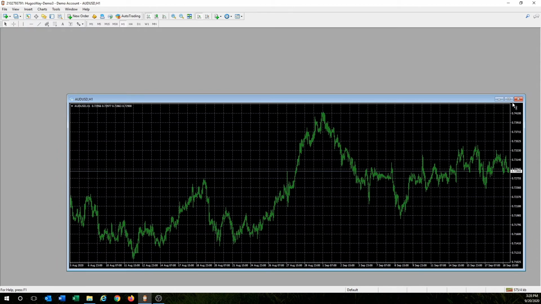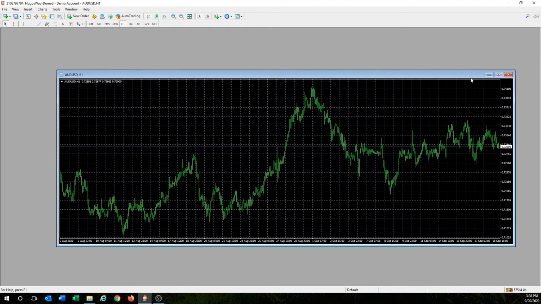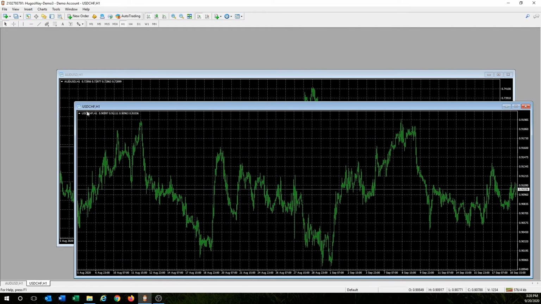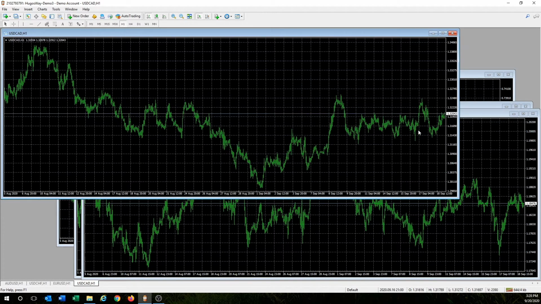So I just want you to first know that that's how you open up a chart, right? You can maximize it, you can minimize it, you can move it around, and this is how we open up a currency pair. So let's just open up a couple. Let's just open up USD CHF, and then we can open up Euro USD. So basically this is how you can open multiple charts.